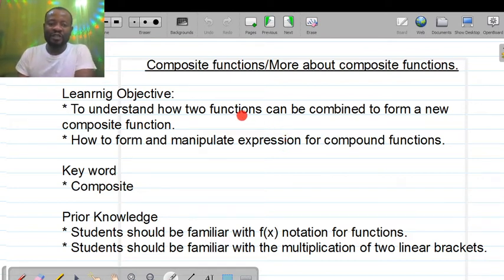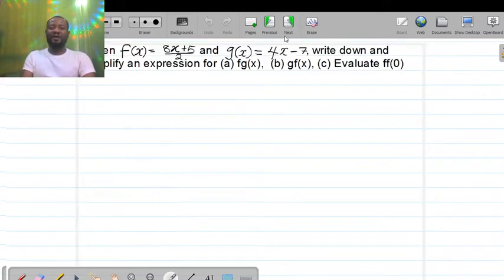But before going through the objective of the lesson today, the students should be familiar with this notation. This notation, we call it f of x. The students must be familiar with this notation, f of x. And the students also should be familiar with multiplying two linear brackets, which is the previous lesson we have done. How to multiply two linear brackets.